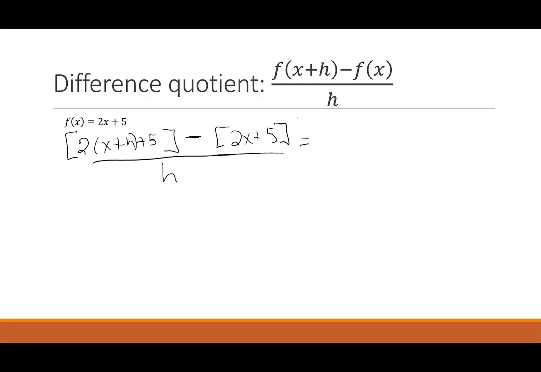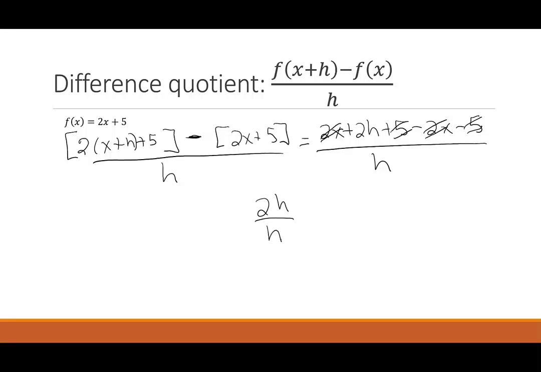So let's expand that. 2 times x plus h is 2x plus 2h plus 5. I'm going to distribute this negative sign. I have minus 2x minus 5 all over h. Interestingly enough, a lot cancels right here. I have a positive 2x, a negative 2x. I have a positive 5, I have a negative 5. So when I end up with 2h over h, I notice the h's cancel, and I end up with 2. So it got really big to end up really small.